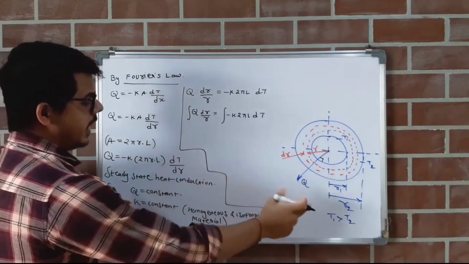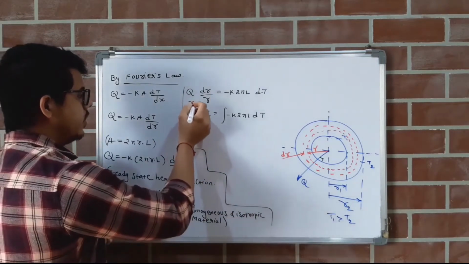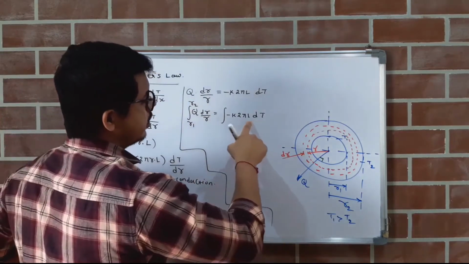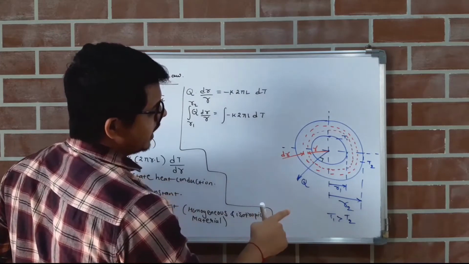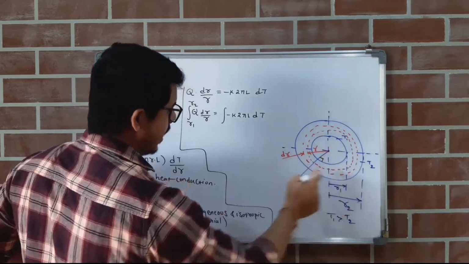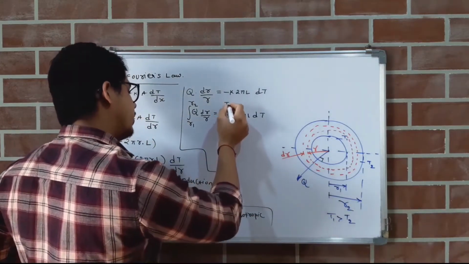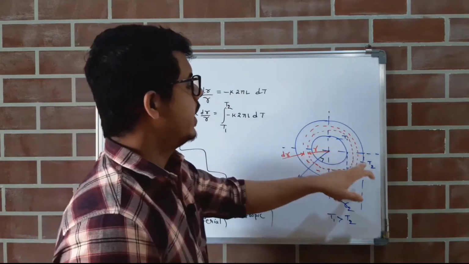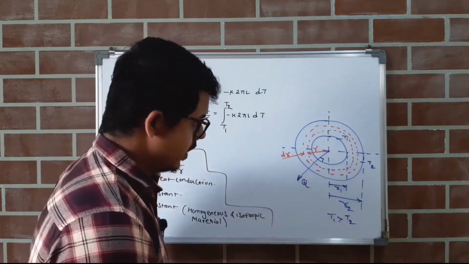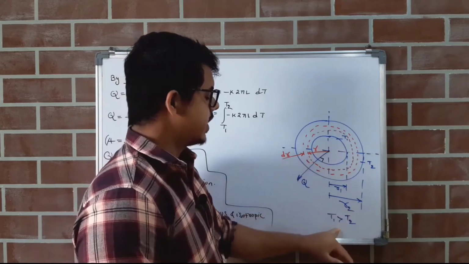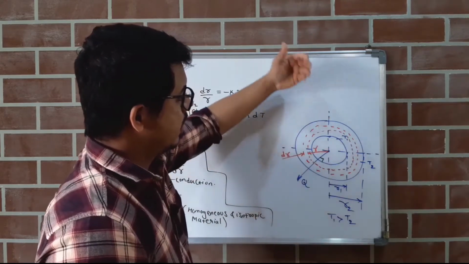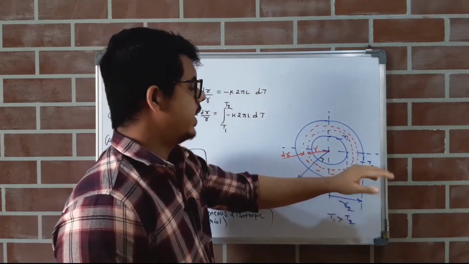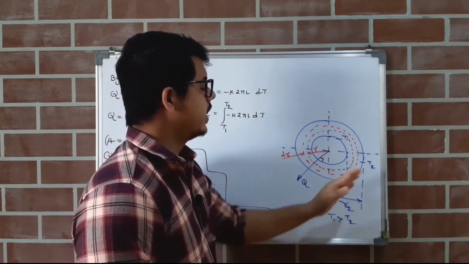So for r we have r1 to r2. For t, why t? Because dt, t is the only variable on the right hand side. So we will put the limits t1 to t2. Now again one question, why I had written t1 and t2 on different levels. I will answer that: as t1 is greater than t2, I put a notation that t1 is above t2, so we can differentiate that t1 is higher than t2.